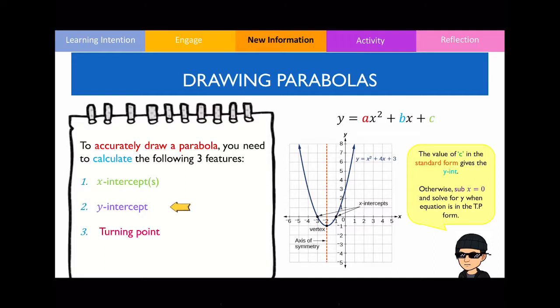But when it's in the standard form, your y-intercept is readily given by the value of c over here, okay? And as shown by this diagram, this is your value of c. So as you can see over here, your y-intercept is equal to 3. Yeah, technically, as I said, you need to be stating the coordinates. So you should always be labeling as (0, 3) over here as well.